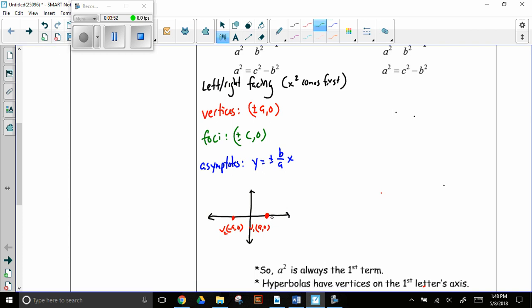We are also given two foci. There's f1, located at the point c comma 0. And we also have f2, negative c comma 0. Now, to get the asymptote structure, we're going to go up b and right a units. And so that gives us a general borderline here. And what that does is it gives you the structure on the outside of your graph. So that's going to be what tells me how wide apart my hyperbola is.